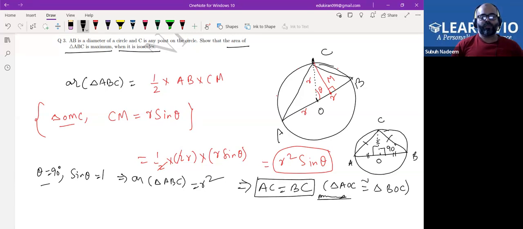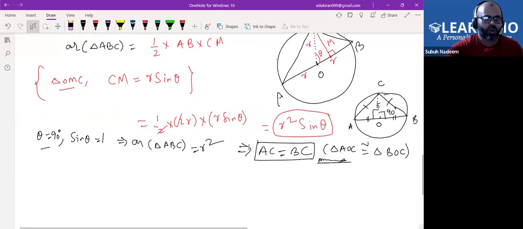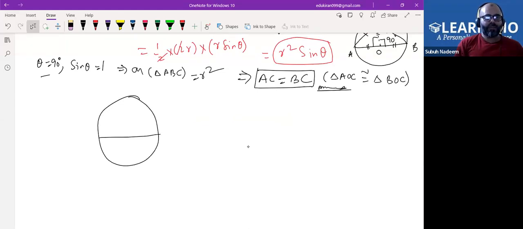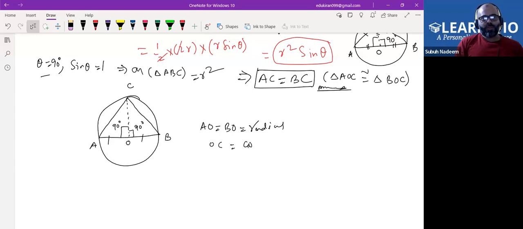Yeah, I'm saying that after you got theta is equal to 90 degree, when you say that AB is the diameter and this theta, which is from the center of the circle, is 90, so if here it is 90, here also it is 90 because it is a linear pair. Now we join AC and BC. And if we see that AO is equal to BO, that is the radius of the circle. If we see OC, it is the common side of both the triangles.